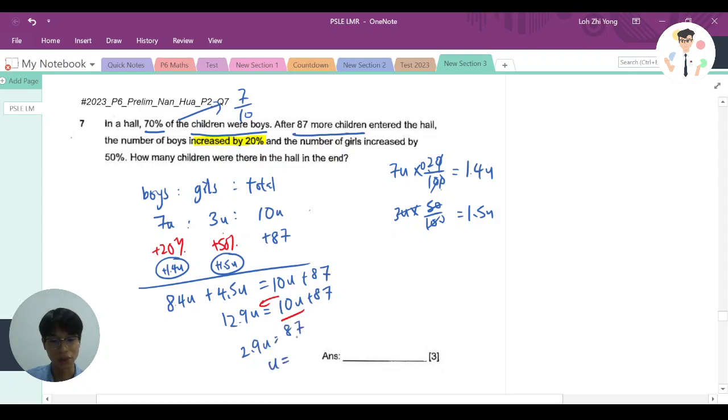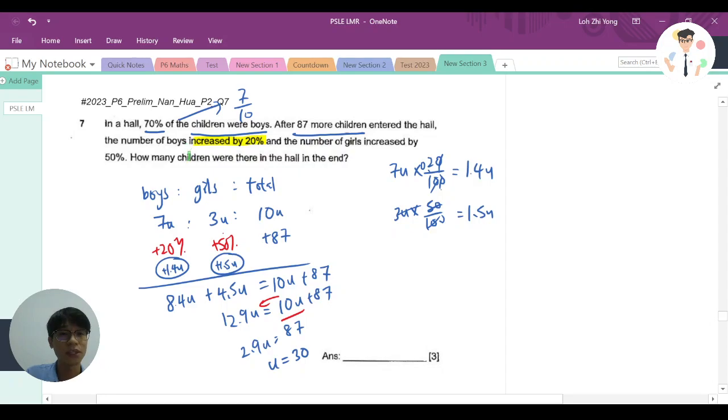And 1 unit is equal to 87 divided by 2.9, which is 30. So you notice that what I'm trying to do is just ignore the fact that there's a decimal. I'm just adding up together, just doing it logically without concerning that it is a decimal. But I'm not yet done.